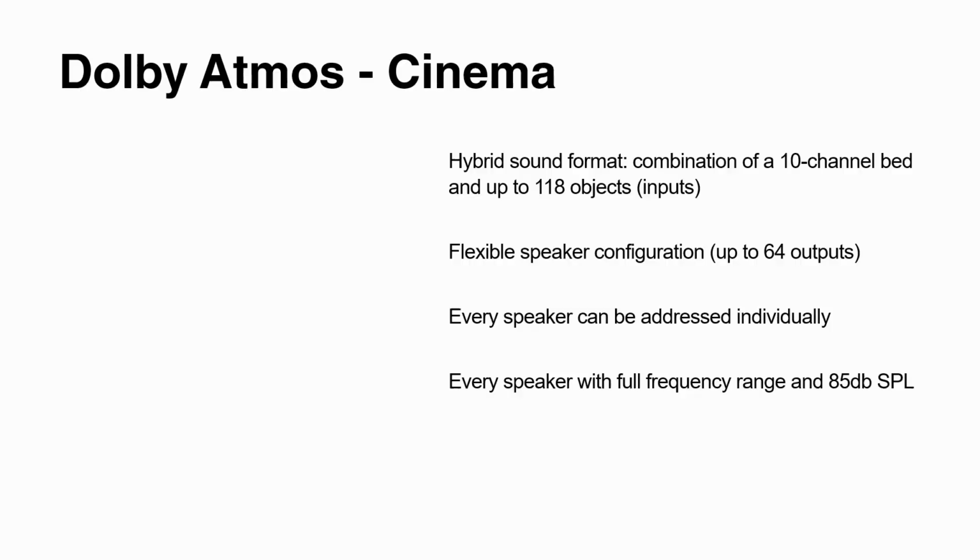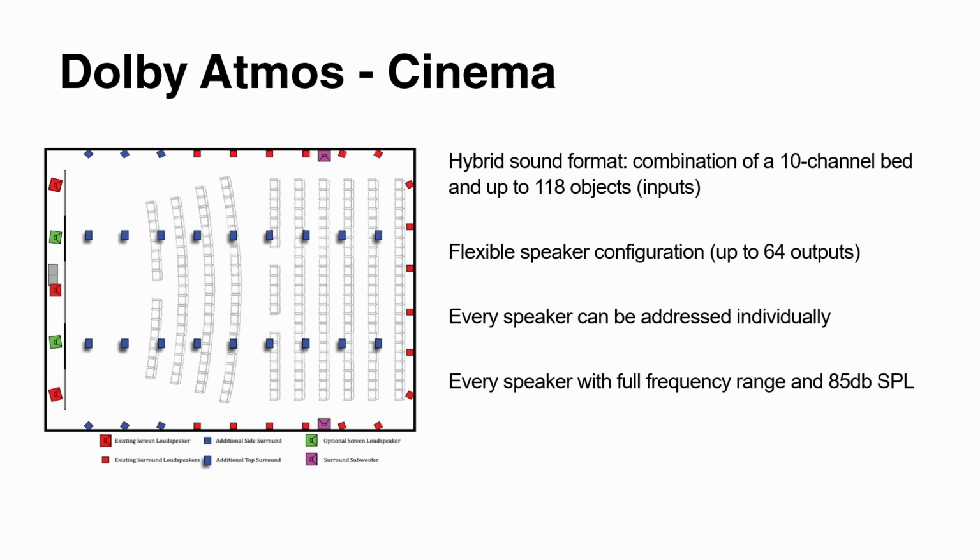First of all, the Dolby Atmos soundtrack contains up to 128 inputs. Those 128 inputs are always a 10-channel bed, which is a 7.1.2 fixed layout, a channel-based layout. And then we have the choice of using up to 118 objects.